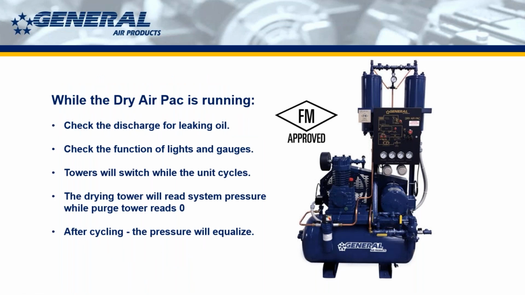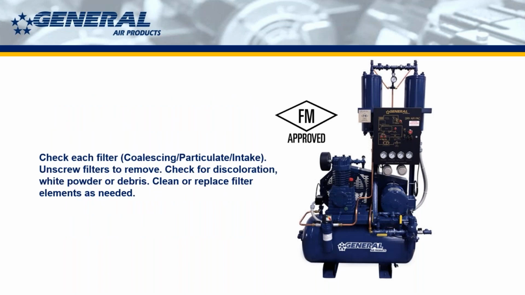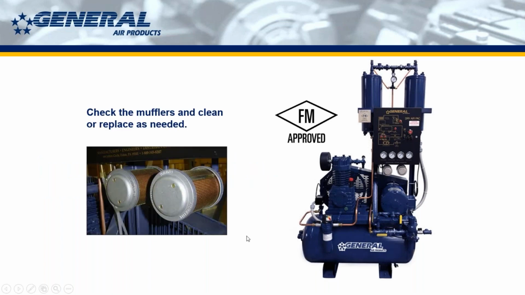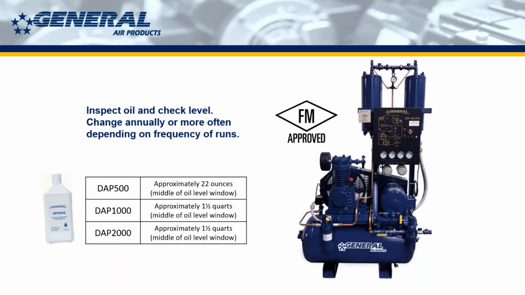Then once it's running and once you get it back up and running, this is about servicing it. So check for any leaking oil, make sure that the lights and gauges are working, watch it go through a few cycles and make sure that it is operating the way it's supposed to. Then you want to check the intake filters for particulate and oil vapor and change the intake filter and this particulate filter here as well. And this is the mufflers I was referring to. This is going to tell you about how much oil to add to each of these units. And that's available on the cut sheets and in the installation manuals and also by calling us.